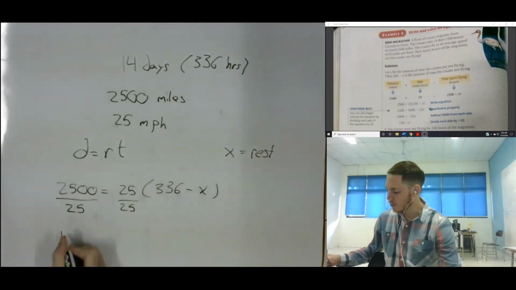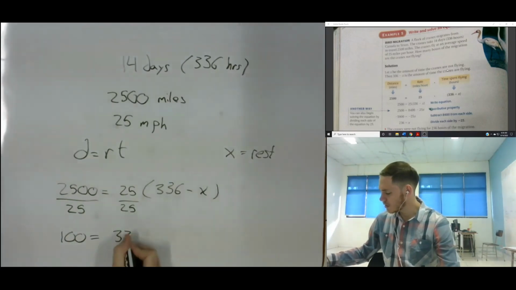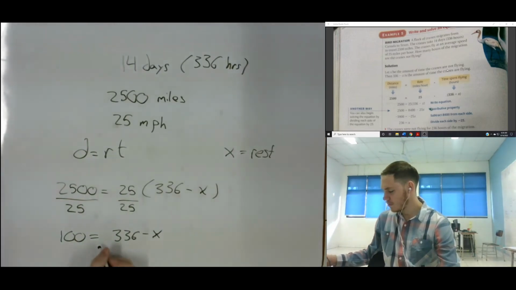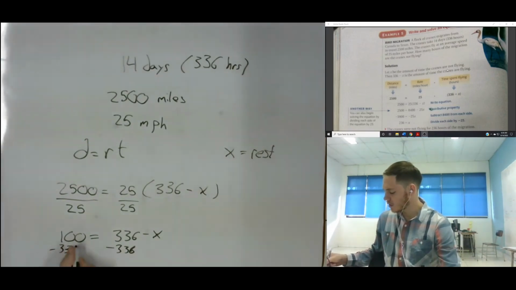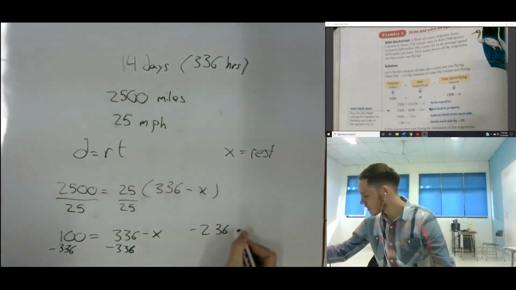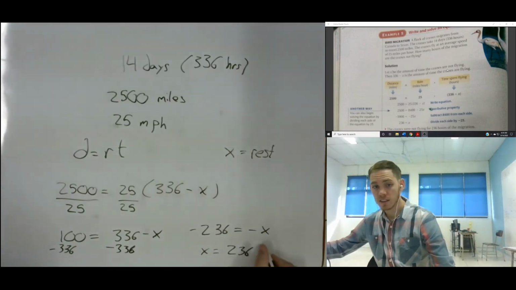So this would become 100 equals 336 minus x. Well, if you do the math, this is probably the easiest way of doing it. In our heads, we might be already able to do this part. So negative 236 equals negative x. So x equals 236 hours.